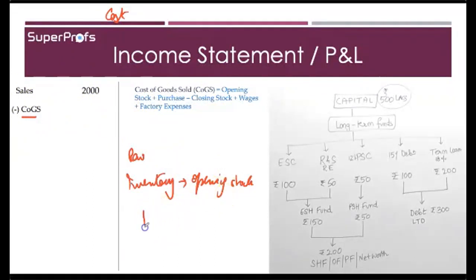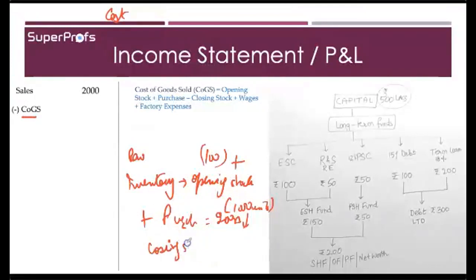Then you add the purchases. Say there were already 100 units, and then I purchased items worth, let's say, 200 rupees. Out of these purchases, maybe you had purchased 1,000 units, and then out of these 1000 units, only 500 were used. Therefore, there is a closing stock. If 500 were used, then 500 would be left. So you subtract the closing stock. So opening stock plus purchase minus closing stock, plus the wages and the factory expenses.